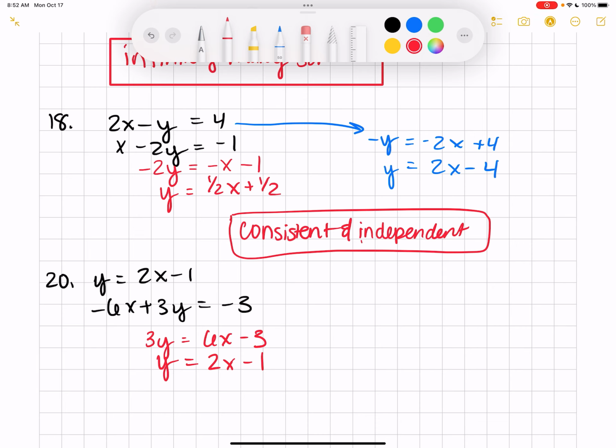So what are those lines? Consistent and dependent. So they're the same line, so they are going to be consistent, and then because they're the same line, there's infinitely many solutions, and so they are going to be dependent. And we would want to know infinitely many solutions as well.